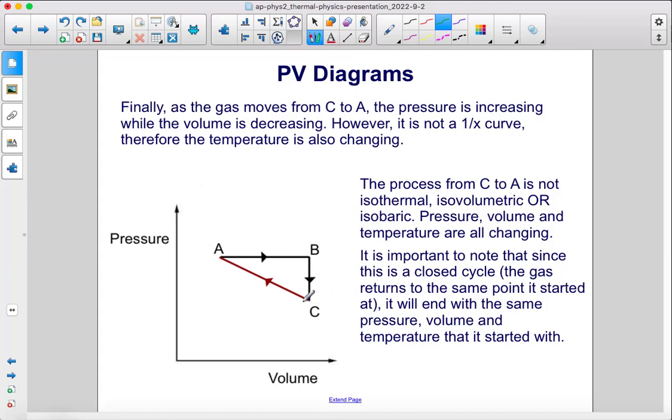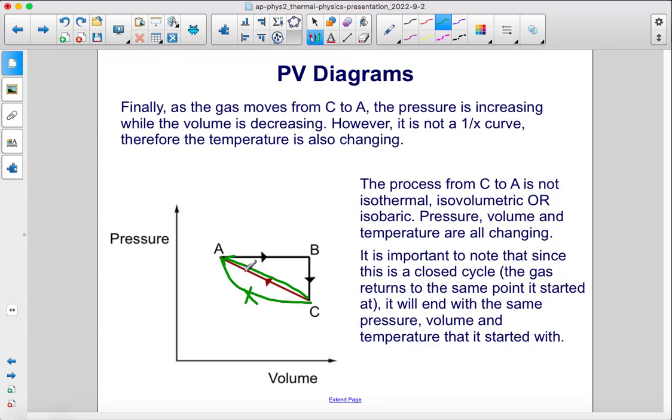Finally, as the gas moves from C back to its starting position at A, the pressure is increasing while the volume is decreasing. However, this is not a 1/x curve. Therefore, the temperature is also changing. The process from C to A along this line here is not isothermal, isovolumetric, or isobaric. Pressure, volume, and temperature are all changing.